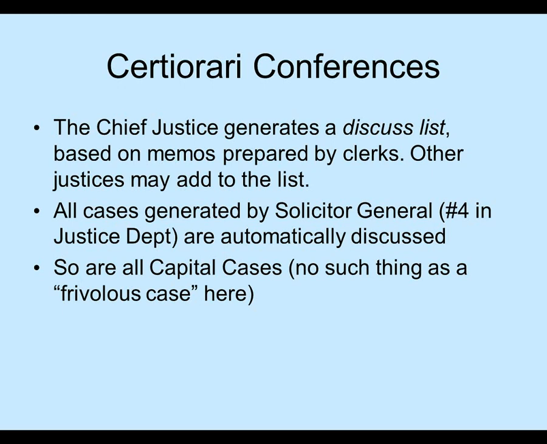This is so important, the second bullet. If the Solicitor General files a petition for certiorari, it automatically means that that case will end up on the discussed list. So the Solicitor General is somebody that works in the executive branch. Think back to the Cabinet. Department of State, Department of Defense, Department of Justice. The Solicitor General is the number 4 person in the Department of Justice. So they're really high ranking. They are considered the liaison between the executive branch and the Supreme Court.